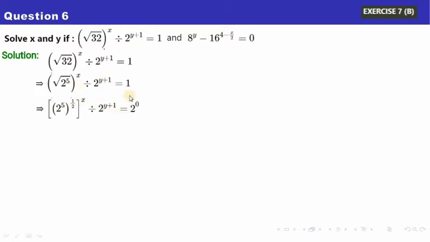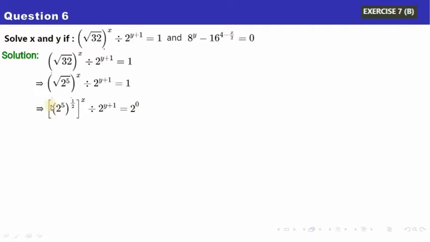Now can I write this 1 as 2 to the power 0? Yes, because anything to the power 0 is 1, right? And why only 2? I could have written any number. I could have written 4, I could have written 5 or any other number. Why have I written 2? Because all the bases are 2. So that's why I have written 2 to the power 0.